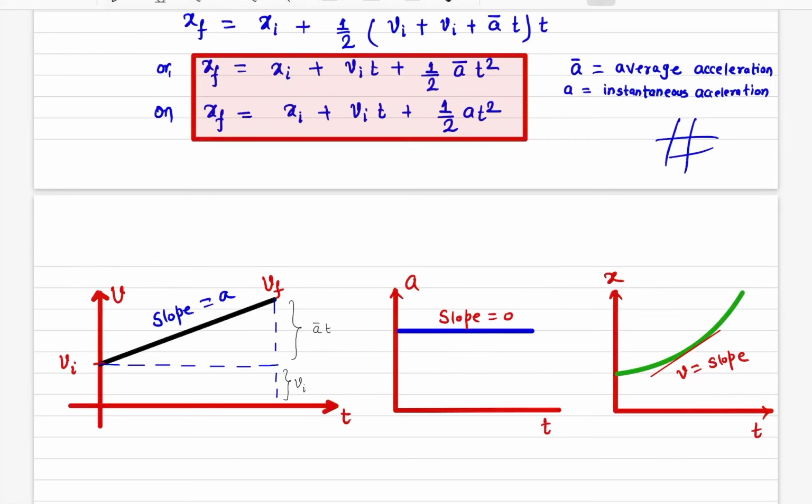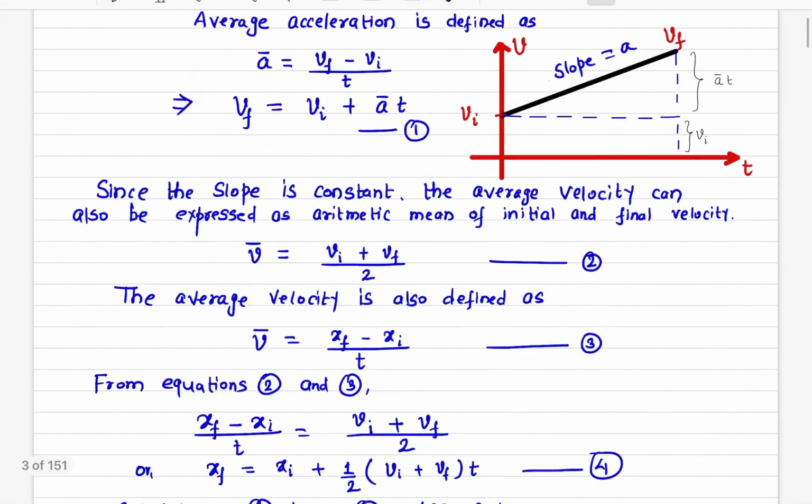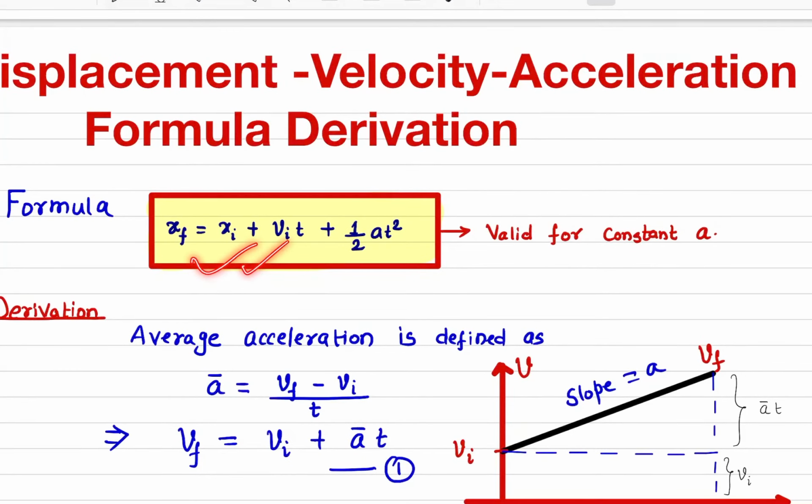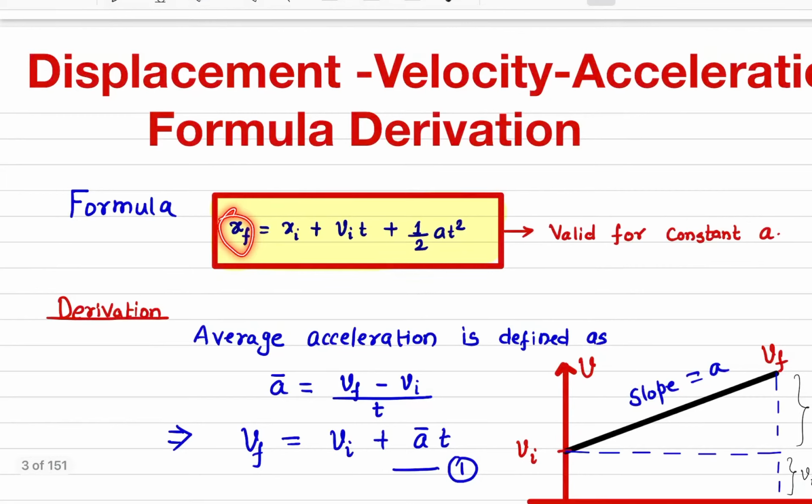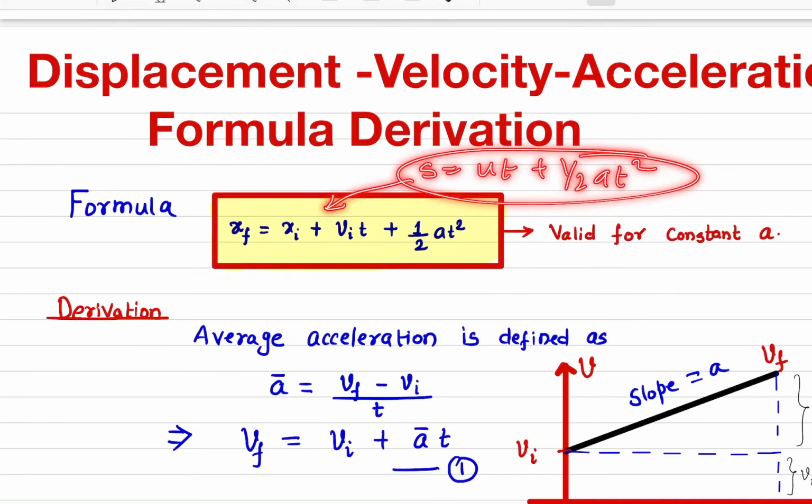Okay, so this is the initial position. That's the position at any time. So as you see, this varies as t squared. It has to be quadratic in nature. So this is how we derive this formula here. Remember, this is the final position, and this is the initial position. And sometimes you have also seen it this way too: s is equal to ut plus half at squared. This one and this formula are exactly the same. Here, s is the displacement, which is equal to xf minus xi.